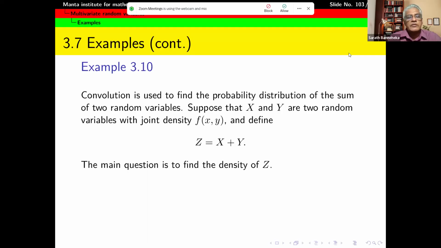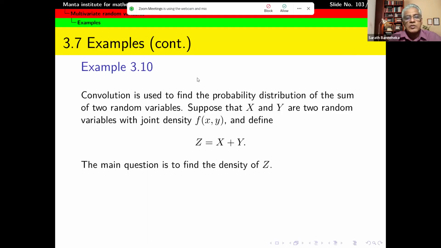I have put it as an example here because there is something that we have to prove here. Convolution is used to find the probability distribution of the sum of two random variables. Suppose that x and y are two random variables with the joint density function f x y, and define z to be x plus y. The main interest here is the density function of z.